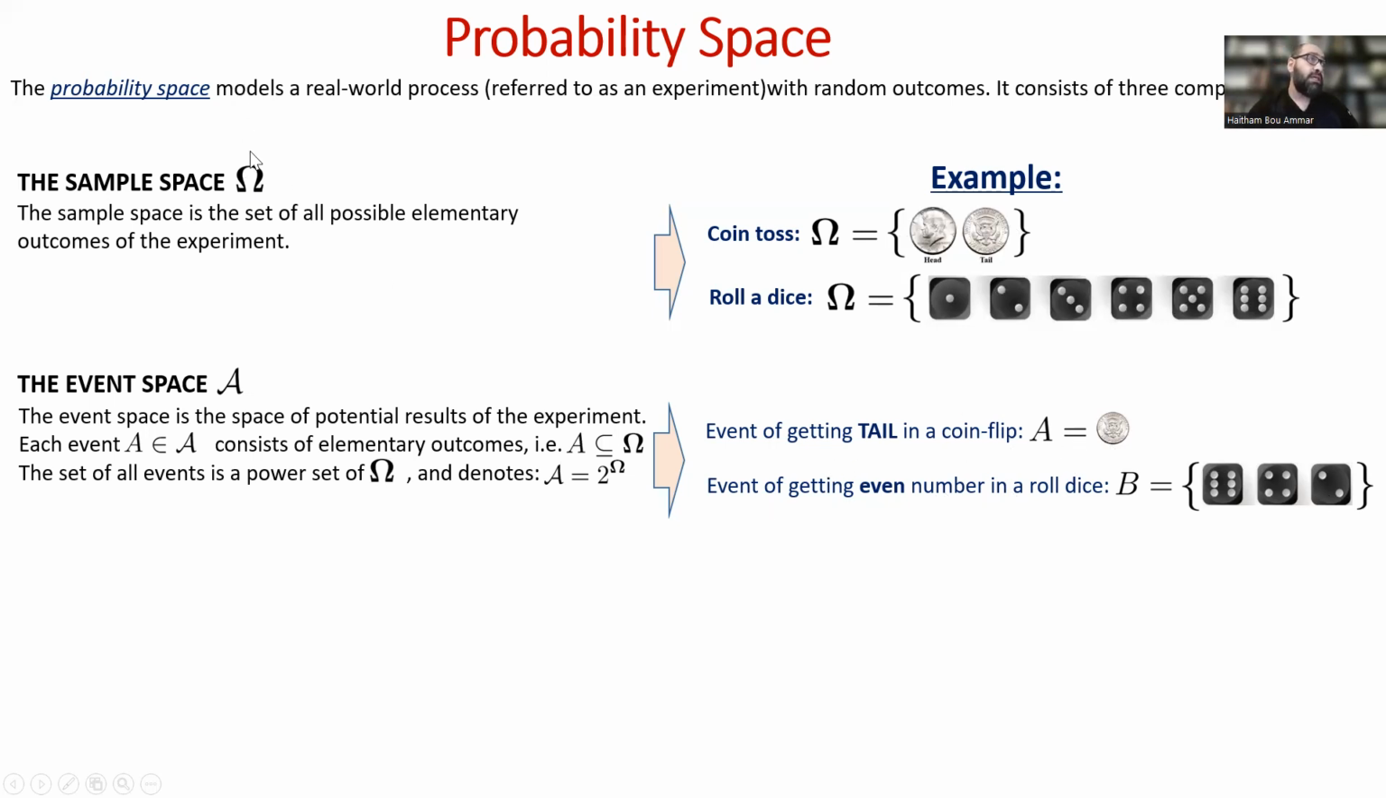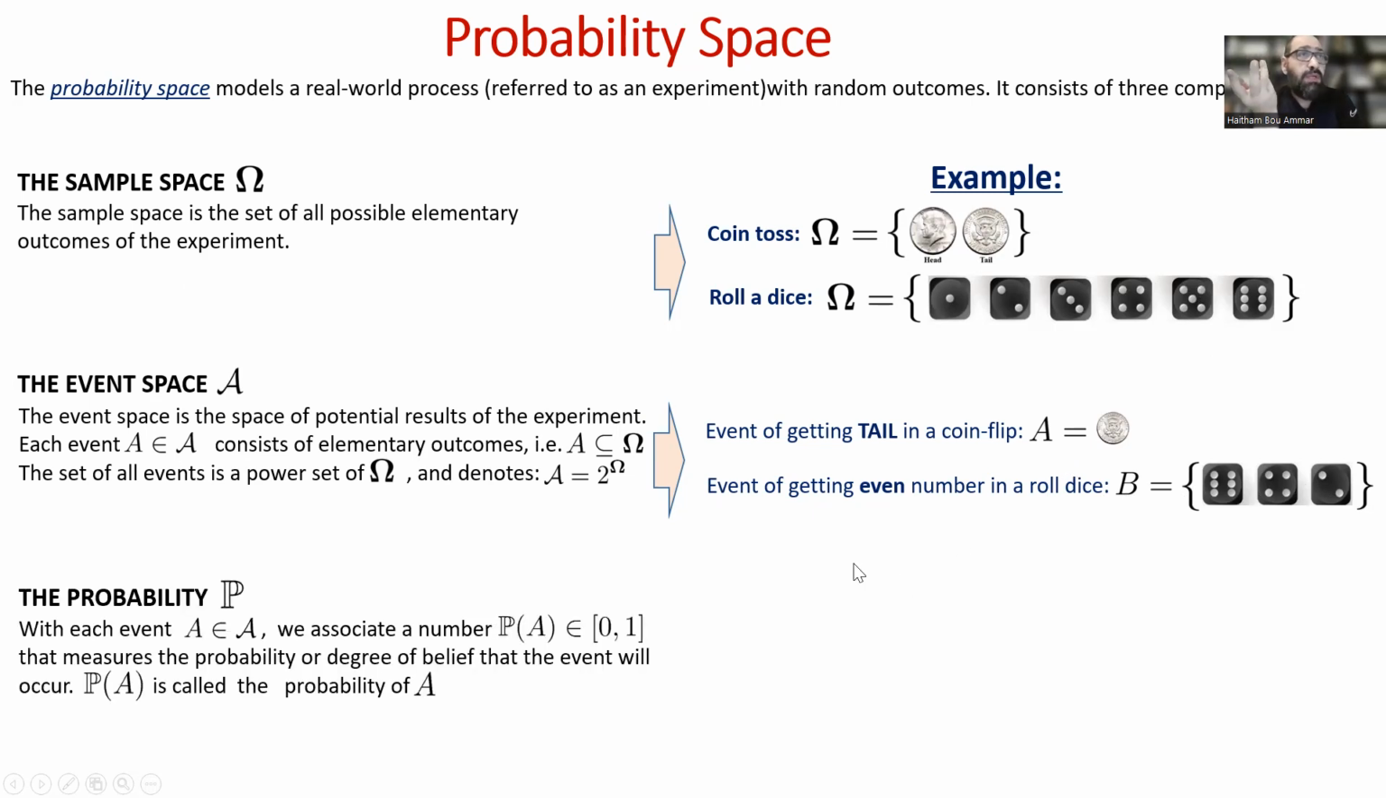So in other words, the sample space is all the possible things that could happen. So it's all the possible elementary outcomes. And the event space is that subset that we are interested in. So it's the subset from the sample space that we are interested in, and that is also made of elementary outcomes. So it could be a tail, or it could be an even number in a roll of a dice.